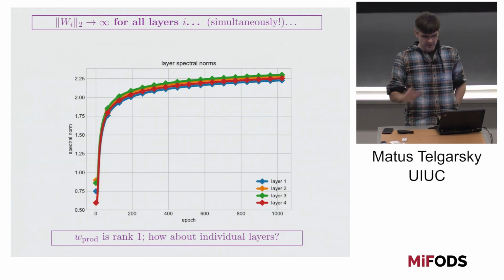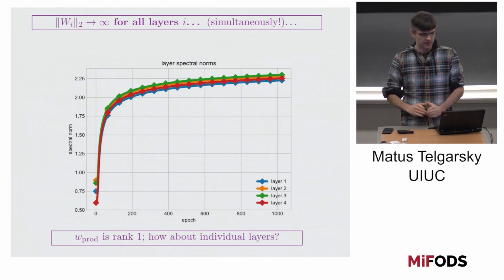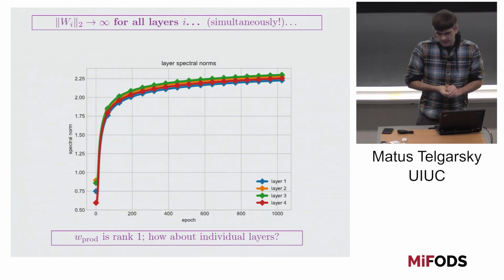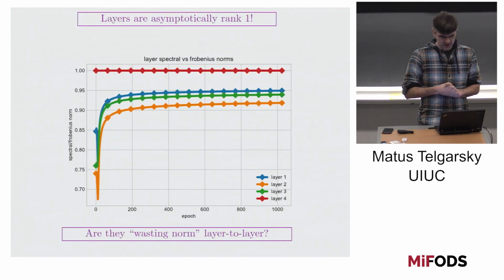But so far, where are we? We know these are all empirical results so far. We know that the solution is at infinity. We know that it's following this max margin path. And now we're trying to analyze the individual weight matrices. We know now that all the weight matrices go to infinity. So here is the plot related to the Frobenius and spectral norms.